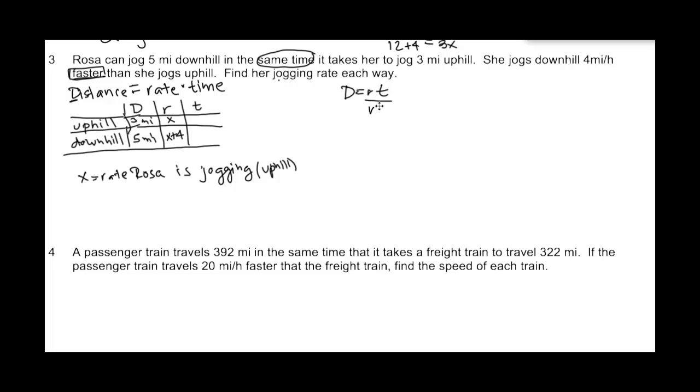Well, here it's just dividing both sides by r so that t equals d over r. Well, we have that information already, so t will be 3 over x for uphill, and for downhill it's going to be 5 miles over x plus 4. Again, what do we know about the time it takes Rosa to run uphill and the time it takes her to run downhill? It's the same. So we can set these times equal to each other.